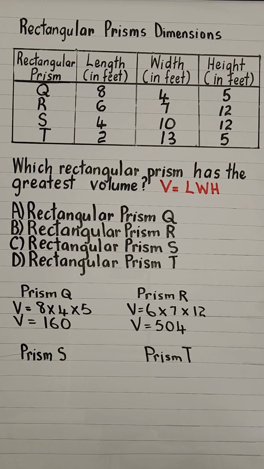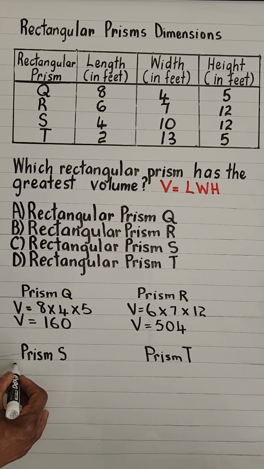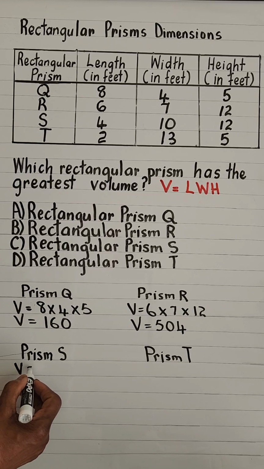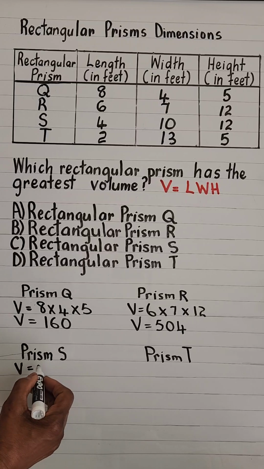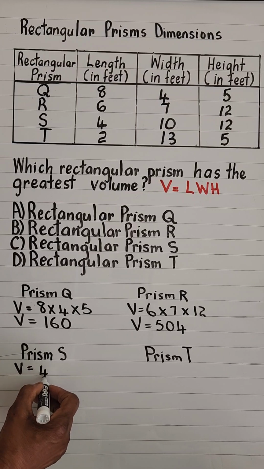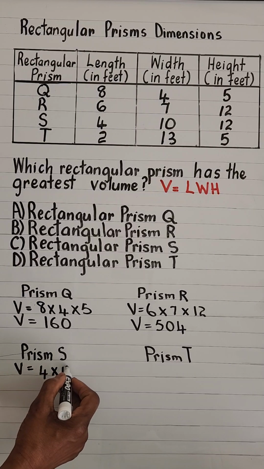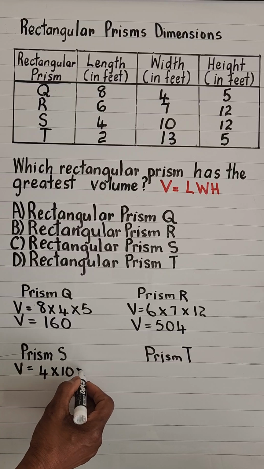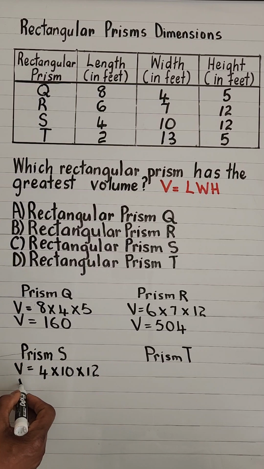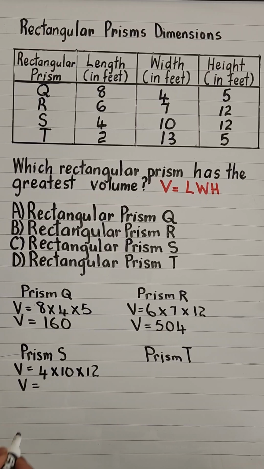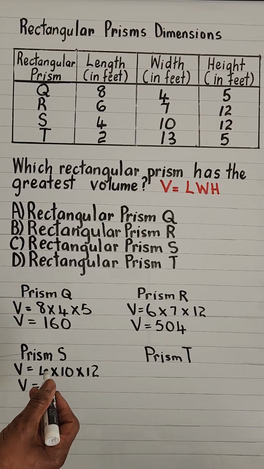Next, we have prism S. Volume equals 4 times 10 times 12. And that is equal to 480.